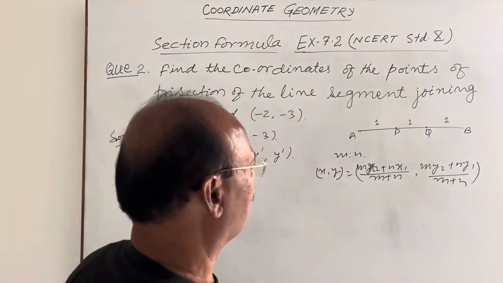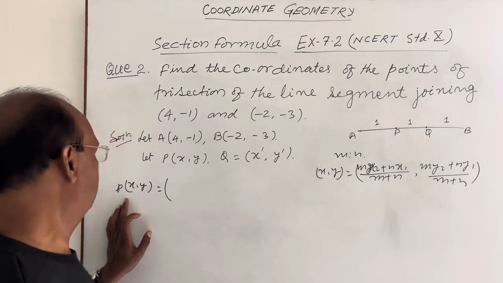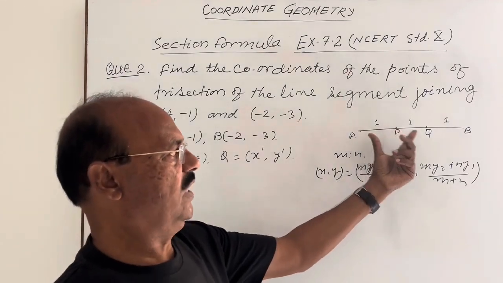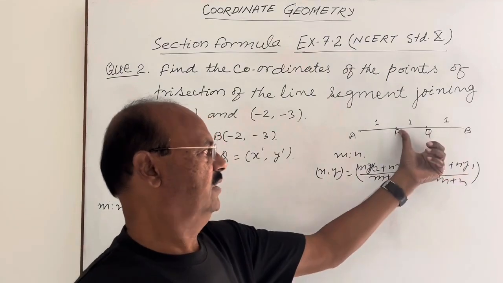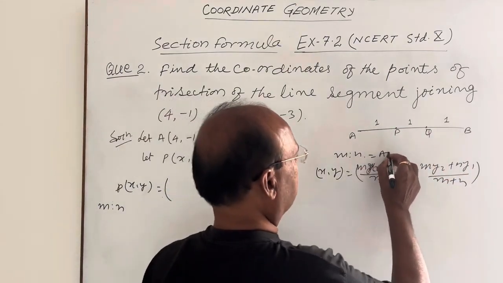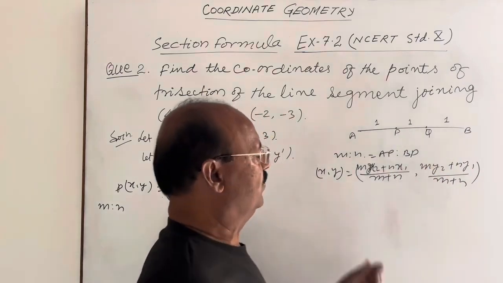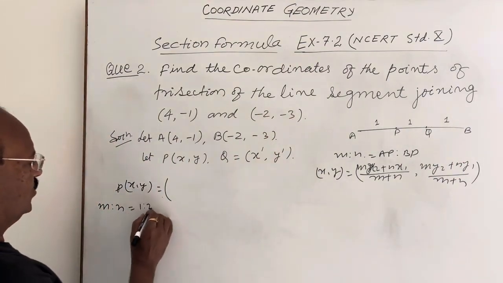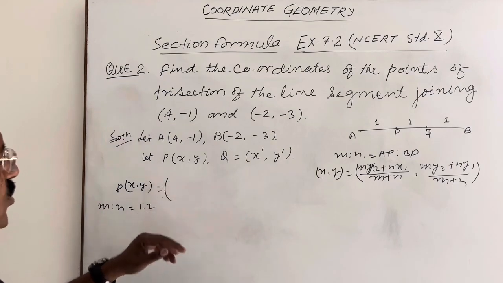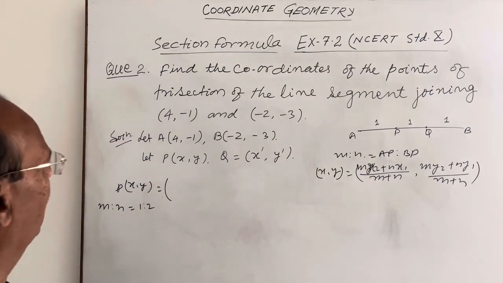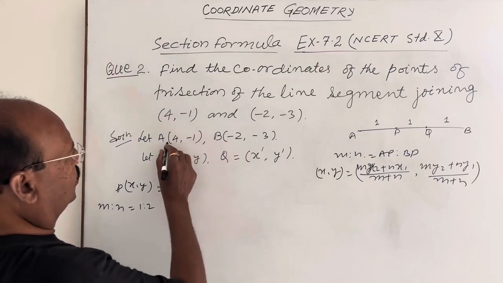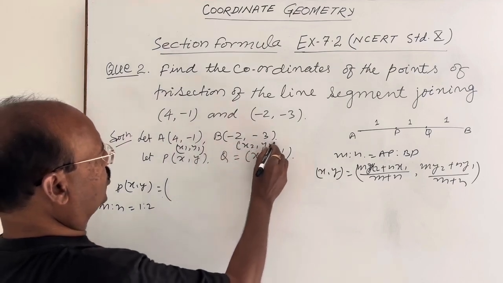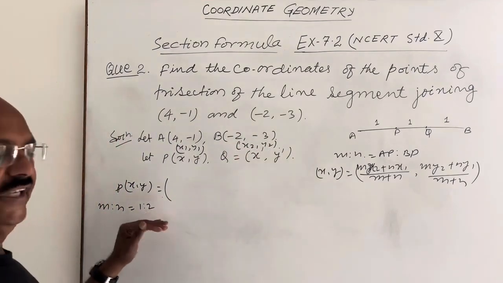In this case, if you are taking point P, then what will be m:n here? This is point P. So this is one part, this is 2 parts. m:n means AP by BP, isn't it? So AP is 1 part and BP is 2 parts. So in this case m:n is 1:2. Correct? So mx2 plus nx1. For the sake of convenience, take (4, -1) as (x1, y1) and this one as (x2, y2). Then you can apply this formula very conveniently.